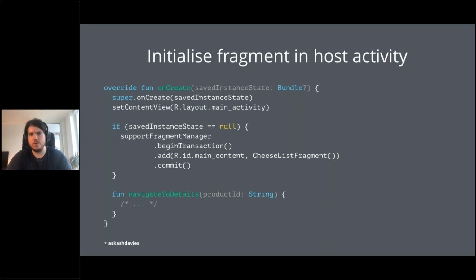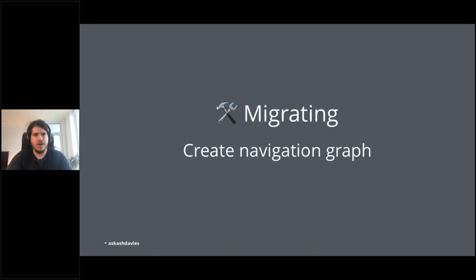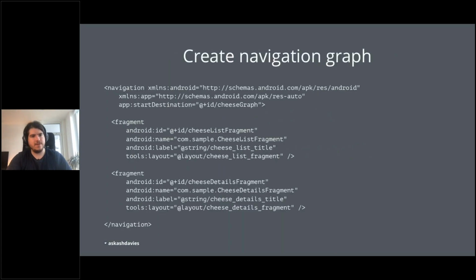You're actually just using the old school fragment transaction here. And then you'll want to pass your arguments as necessary. Here we're creating some intent extras and putting them on the cheese list fragment. And then you can create your navigation graph once you've got this sort of layout of operations.